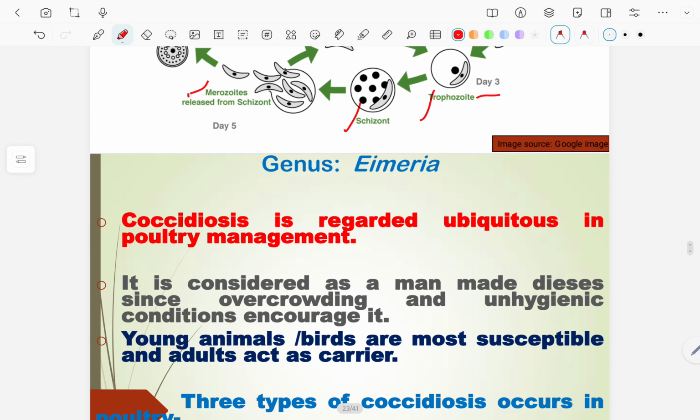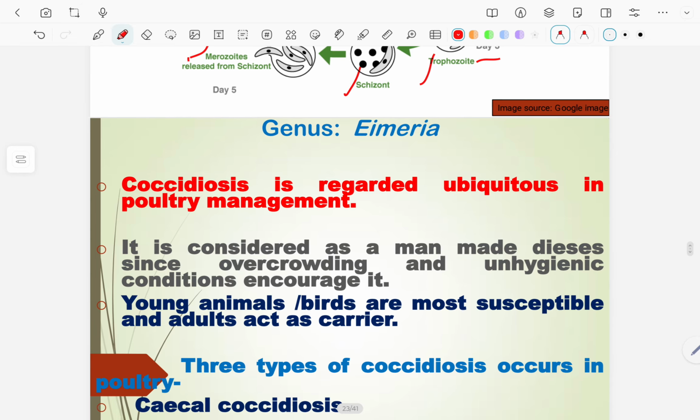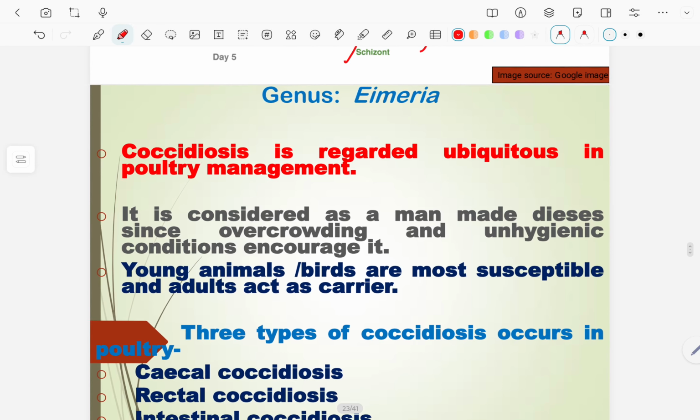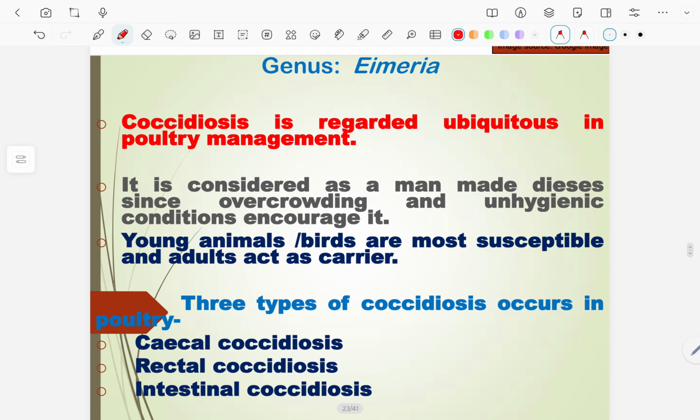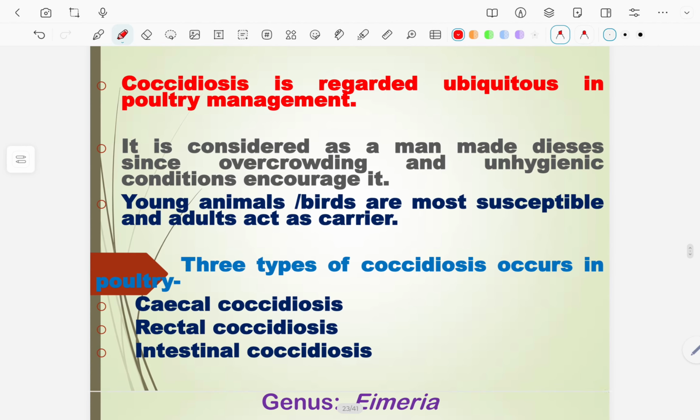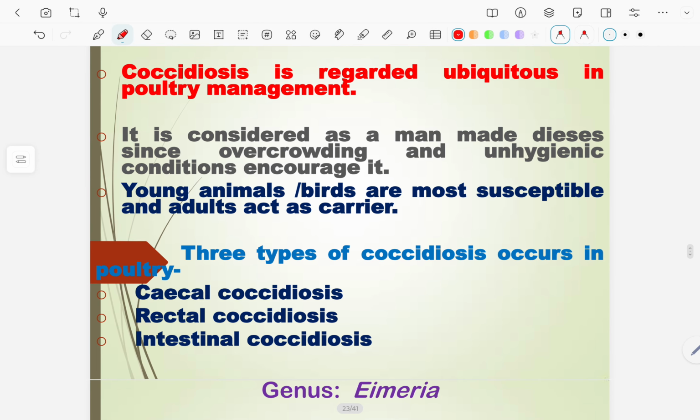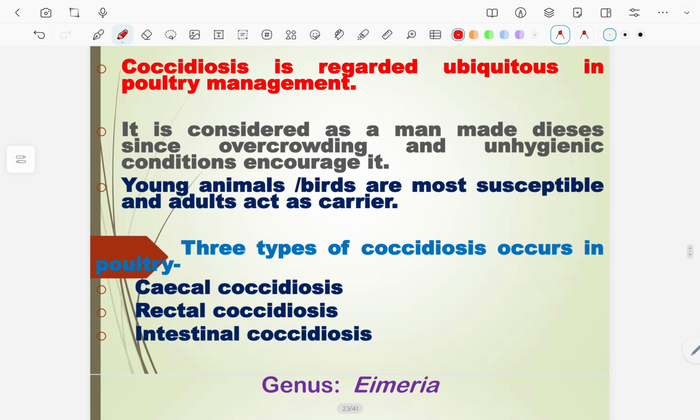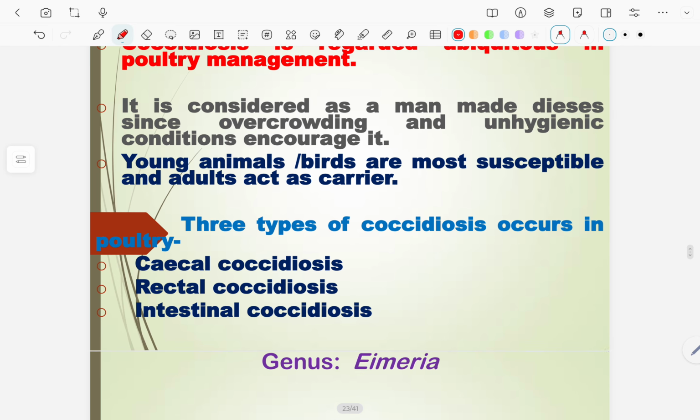Coccidiosis is regarded as ubiquitous in poultry management. It is considered a man-made disease, as overcrowding and unhygienic conditions encourage it. Young animals or birds are more susceptible, and adults act as carriers.